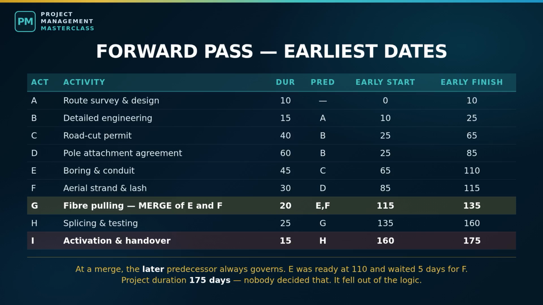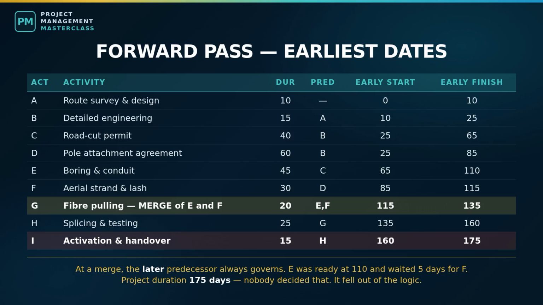Which one governs? The later one. Always the later one. You cannot pull fiber when only half your route is built, so G's earliest start is day 115, not 110. The underground leg finished 5 days early and then sat there waiting. Feel that. Those 5 days are the most important number on this project so far, and we will name them shortly. G runs 20 days from 115.